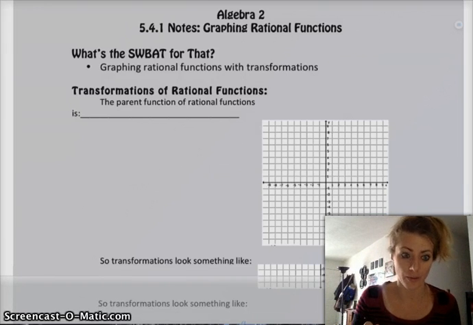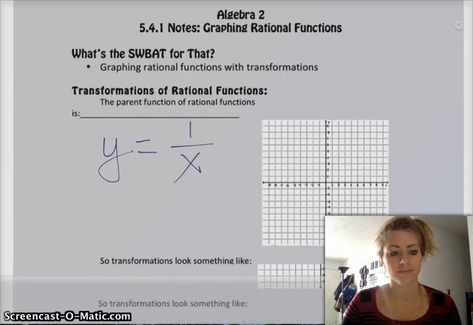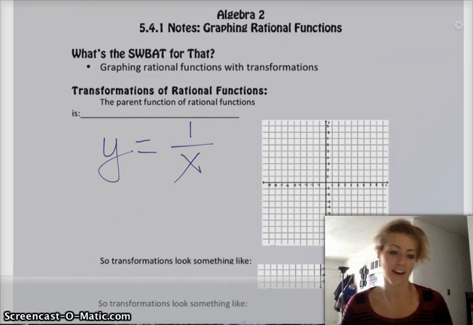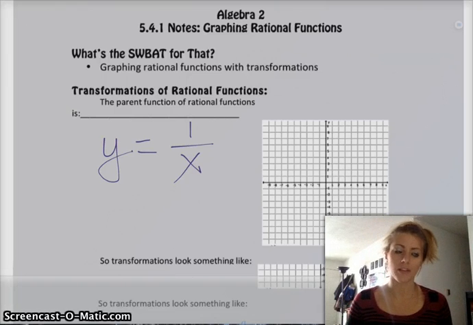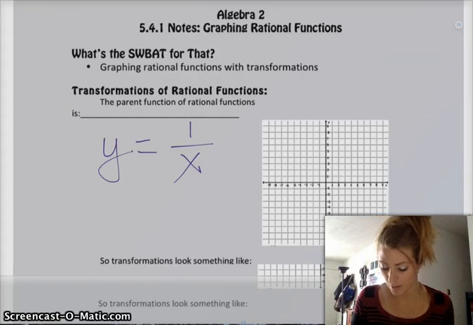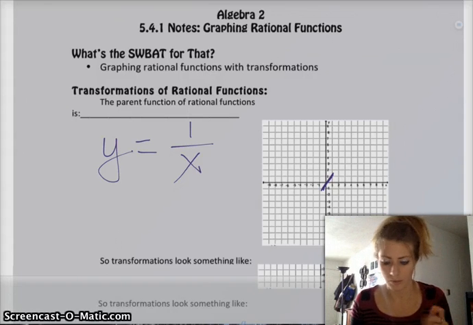is the following. Y equals, or f of x equals 1 over x. Cool. No, it's not a line. No, it's not a parabola. It's not a log. It's not an exponential. It is its own type of function. And so the biggest things to think about are, number one, x cannot equal 0. So you will never have this function crossing 0, okay? Unless you've transformed it, obviously.